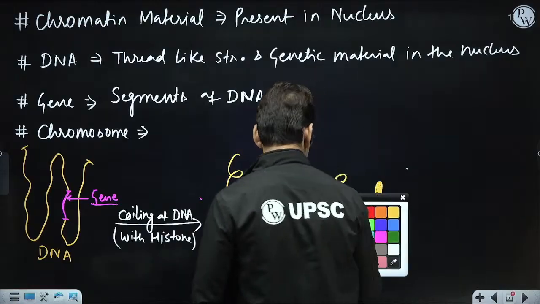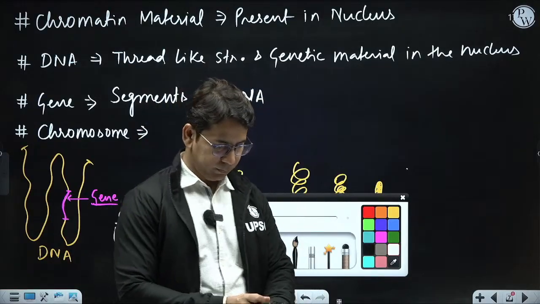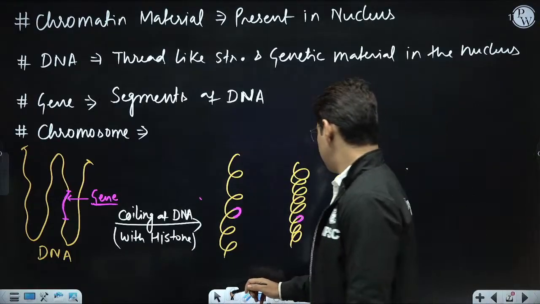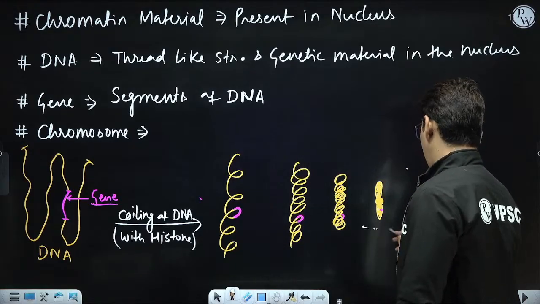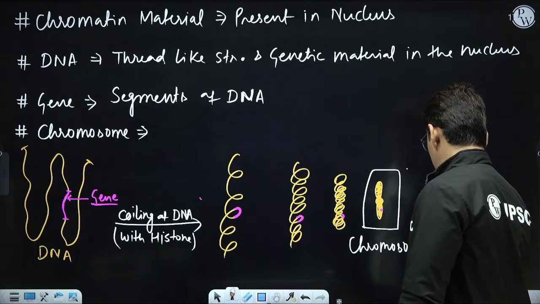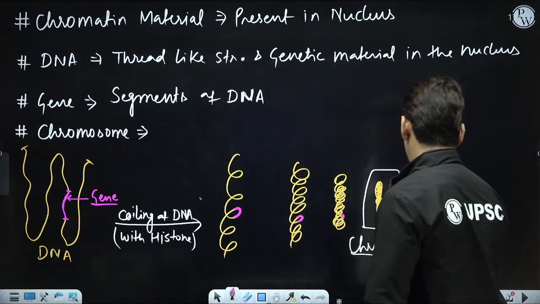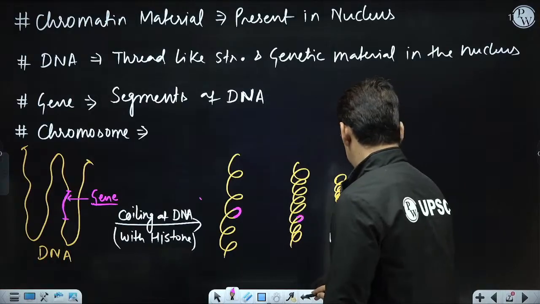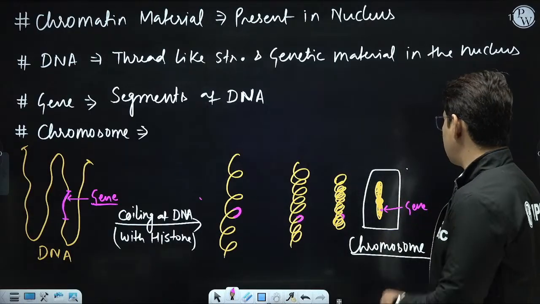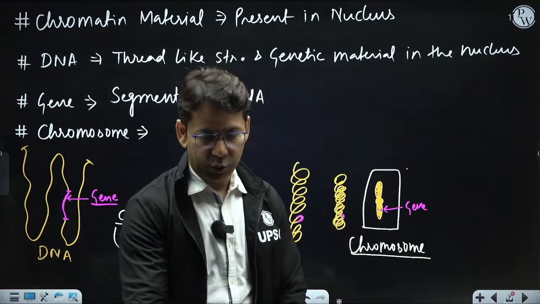So this structure is your chromosome. And this structure here is your gene. I am showing just one gene. Now you can relate with that. You have to draw it.